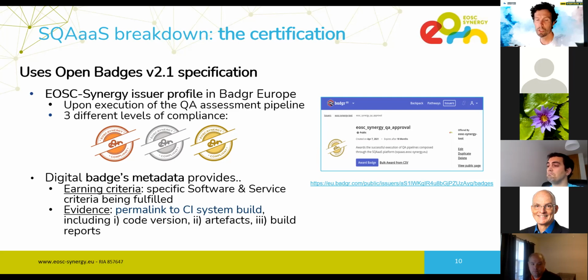One of the most important things about choosing the open badges specification is that we can bake metadata inside the badge. Two important things that we are baking inside the badge right now are the earning criteria, which are the very specific codes that we use in the software and service criteria, the ones that have been fulfilled. And also, as evidence, we provide a permanent link to the continuous integration system build. In this link you can also find the code version, the artifacts that were produced, and some other information in the build reports.